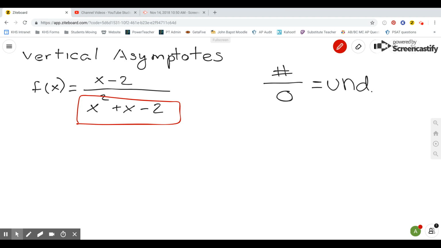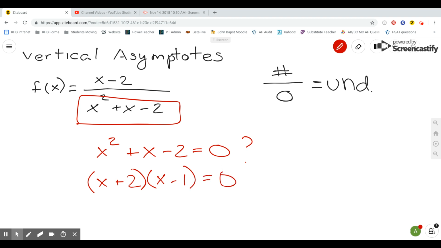So where this equals 0 will give me my x values for the vertical asymptote. So where does x squared plus x minus 2 equal 0? Well, we would need to factor. So (x plus 2)(x minus 1) equals 0. And that gives me x equals negative 2 and x equals 1. So your vertical asymptotes are x equals negative 2 and x equals 1.